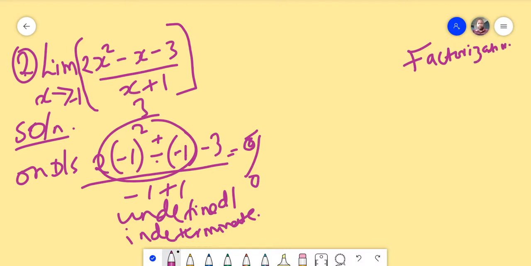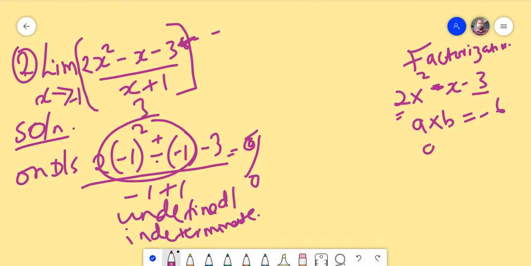As in the previous video, we look at which term is the quadratic term, the one that has the higher power, the second order power, which is the numerator. So we try to factorize the numerator. We want two numbers for 2x squared minus x minus 3. The product a times b should give us the product of 2 and minus 3, which is minus 6, and the sum a plus b should give us minus 1, isn't it?